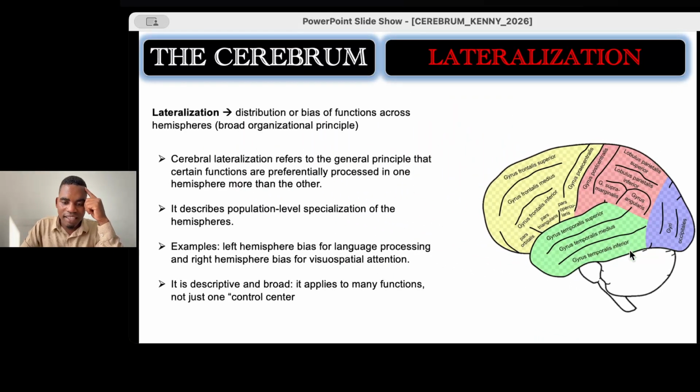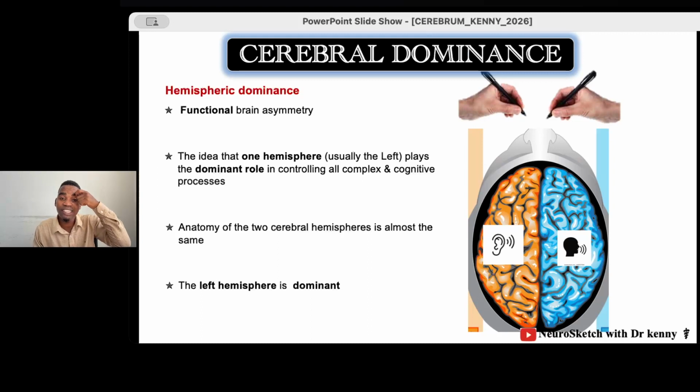Okay, so we have something called cerebral lateralization, a very important concept, which is the general principle that certain functions are preferentially processed by one hemisphere more than the other hemisphere. For example, take language. If language is more processed by the left hemisphere than the right hemisphere, then this whole process is known as cerebral lateralization, and this brings about a very important concept which is called cerebral dominance.